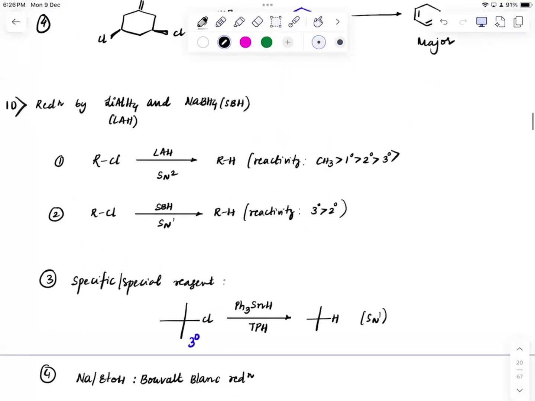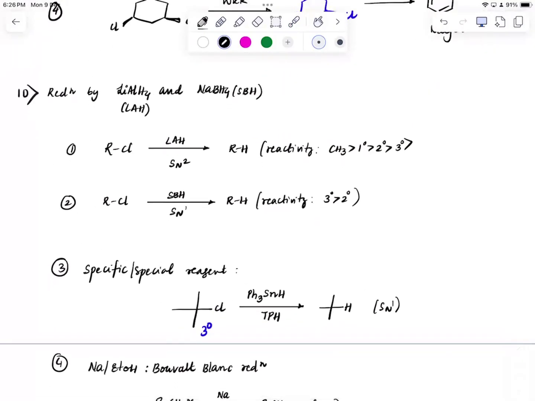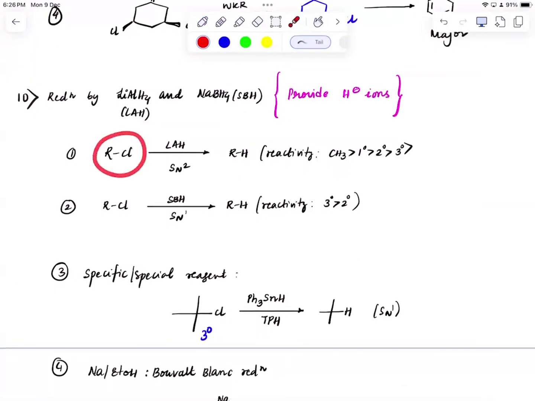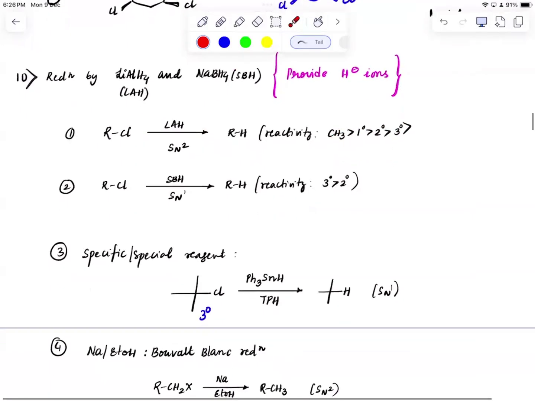Next one is about reduction using lithium aluminum hydride and NaBH4. These two are very powerful reducing agents, providing H minus, that is, hydride ions. So you can see if you have RCl react with LAH via an SN2 mechanism, you'll get alkane, RH. Reactivity is methyl greater than 1 degree, 2 degree, and 3 degree. That will be the reactivity in this case.